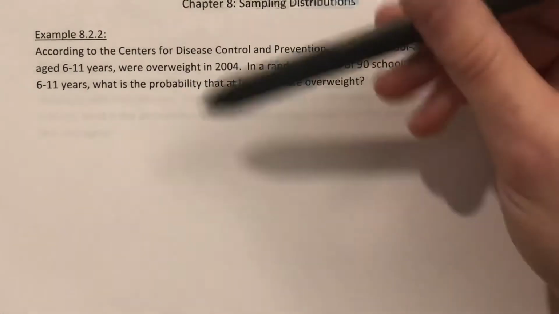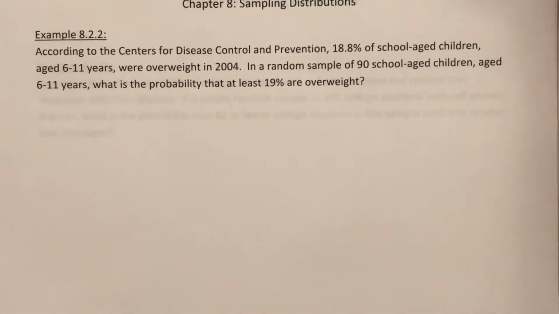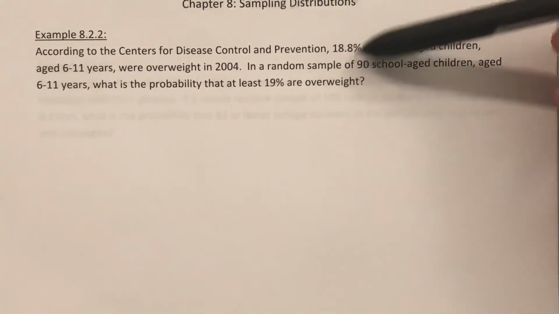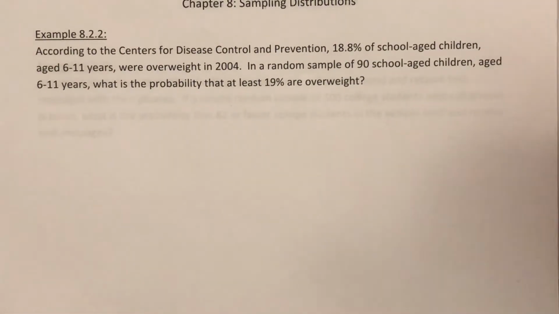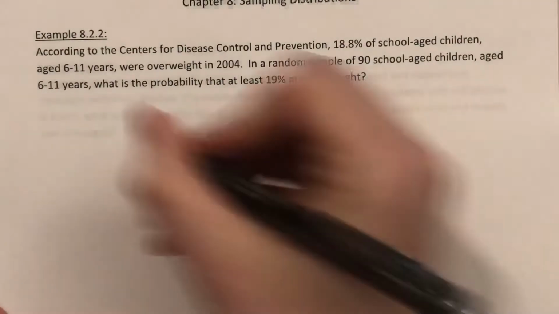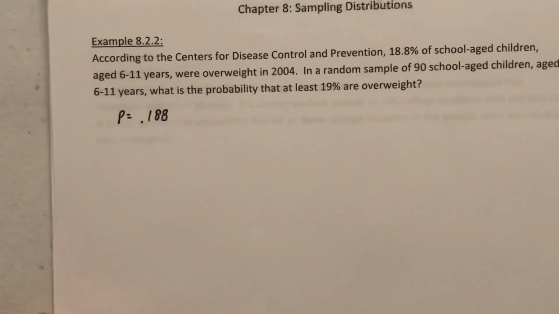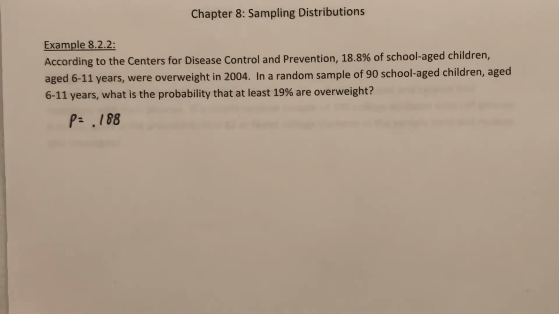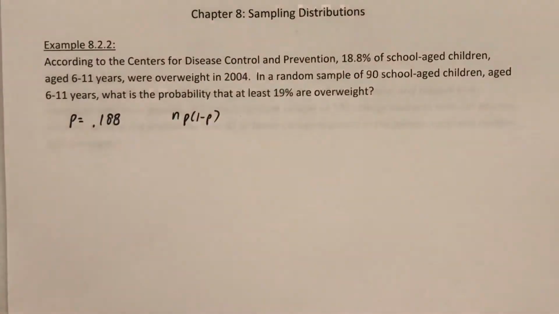And even though nowhere in here do we see the word proportion, we have to understand that a proportion is something that can be represented by a fraction, decimal, or percentage, right? When you're given a portion of the population, that's the proportion. 18.8% is the proportion that fit this category, in this case being overweight. So if that is our proportion, we're going to say officially p is the decimal form of that, 0.188, okay?